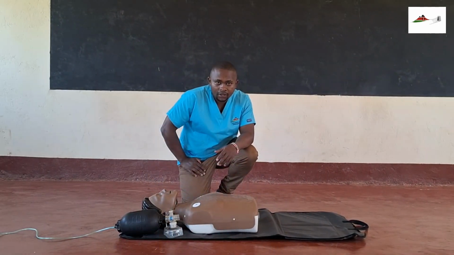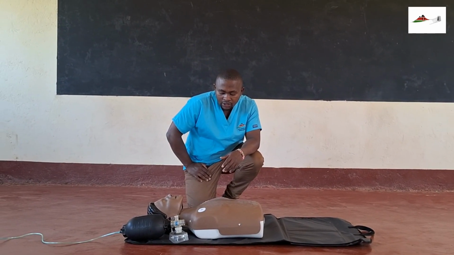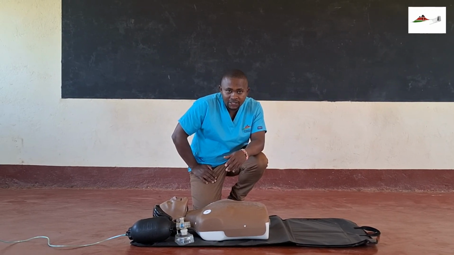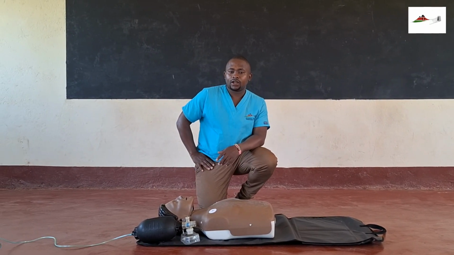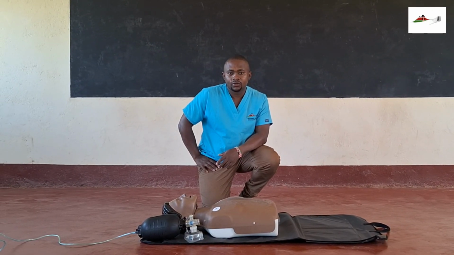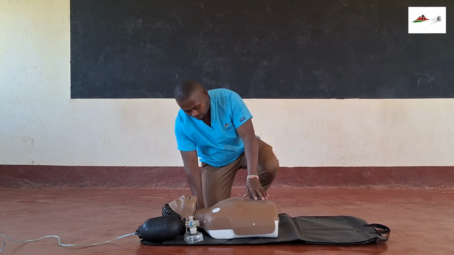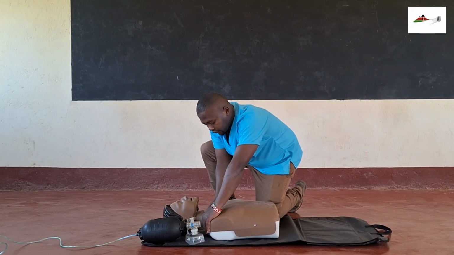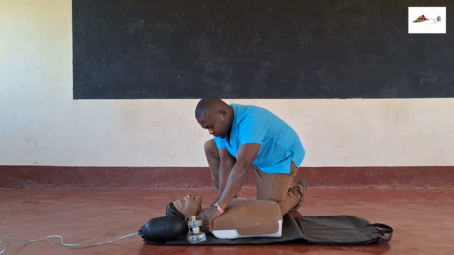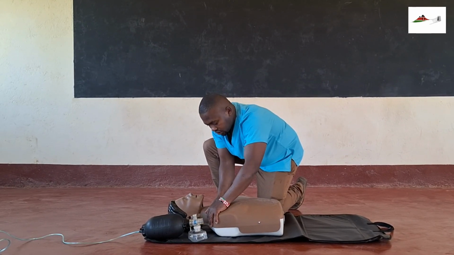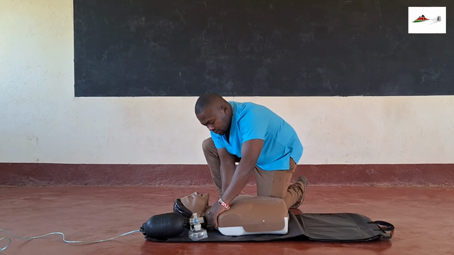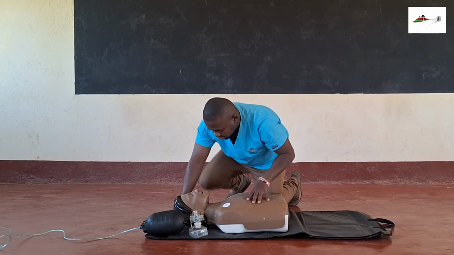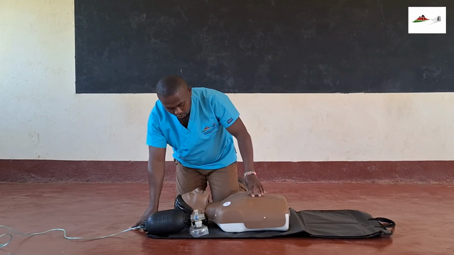In a case where you have a patient who has collapsed or is unresponsive, the first thing you need to do is to assess their level of alertness. You do this by calling their name and stimulating them. So you need to call them by name, if you know them. Hi, John.